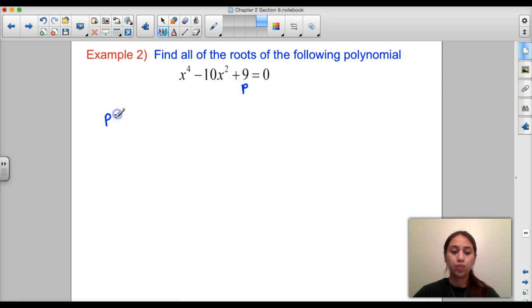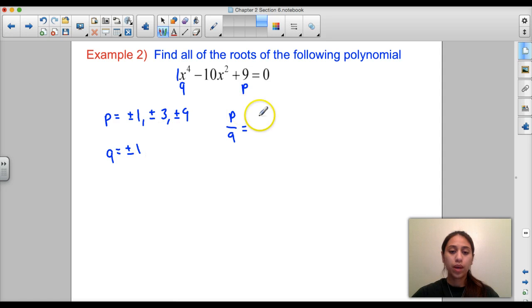And factors of 9 are plus or minus 1, plus or minus 3, and plus or minus 9. The 1 in front of the x is implied, because 1 times anything is that number. So if you need to, you can put the 1 there, but this is our Q. The only factors of 1 are 1.